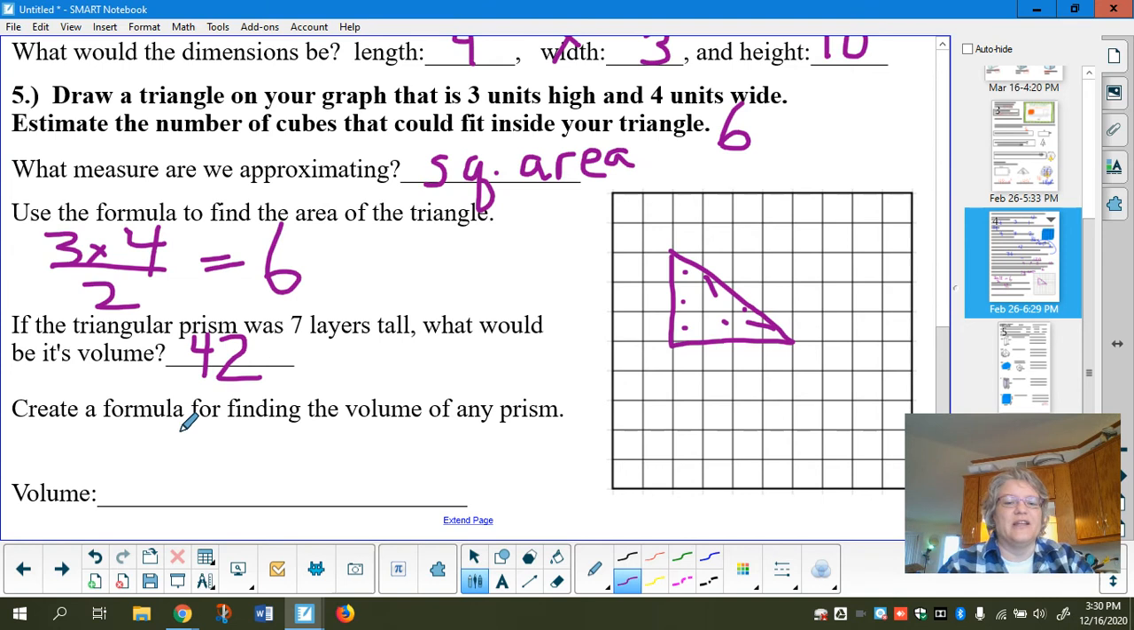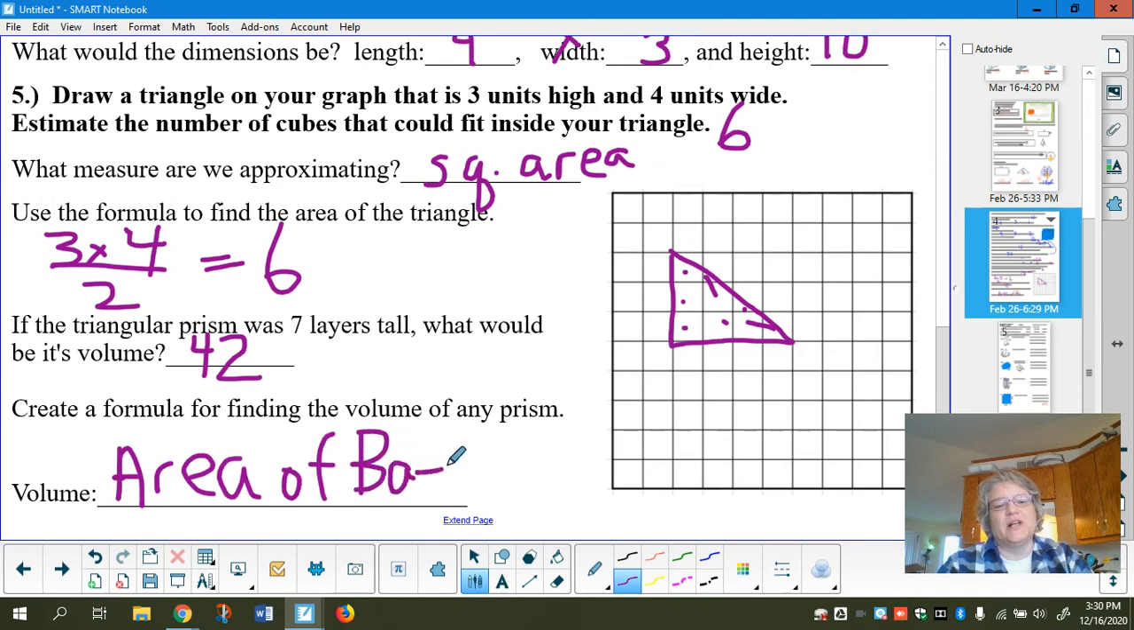Create a formula for finding the volume of any prism. I hope you find a volume that says take the area of the base and multiply that, that says base, times the height of the prism.